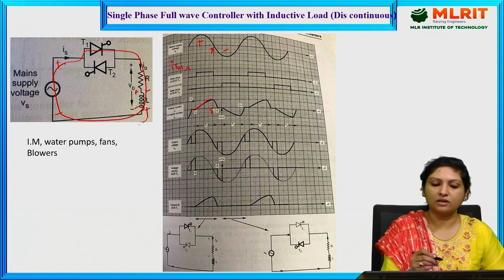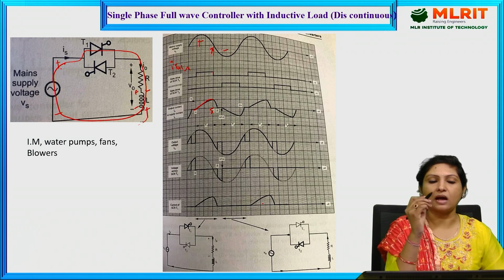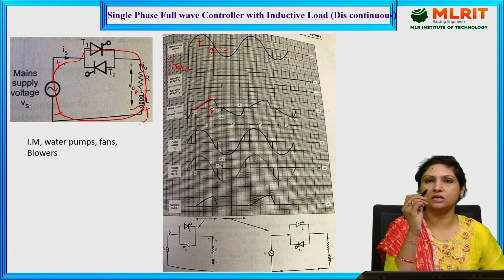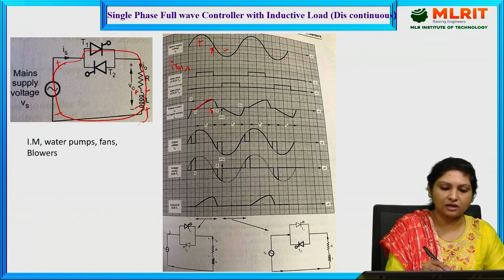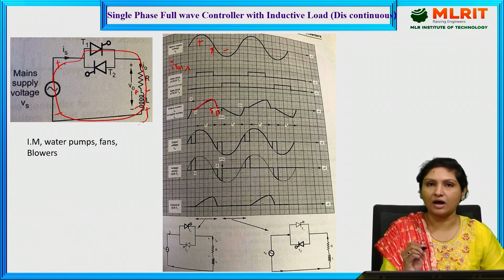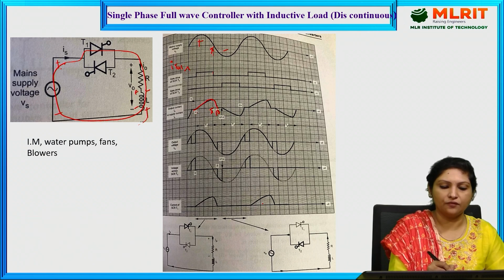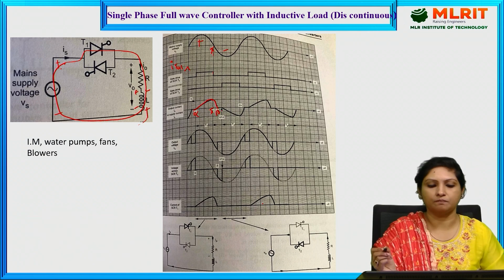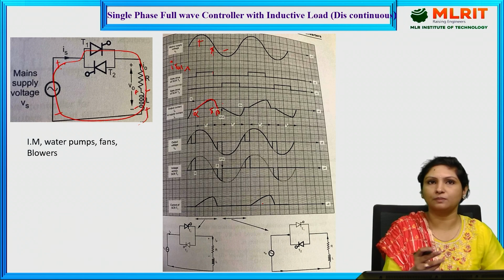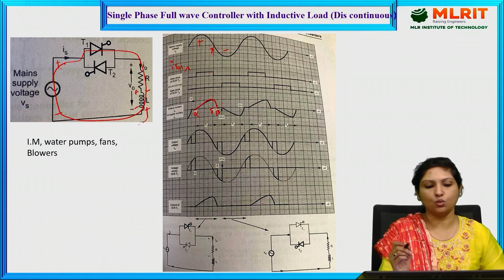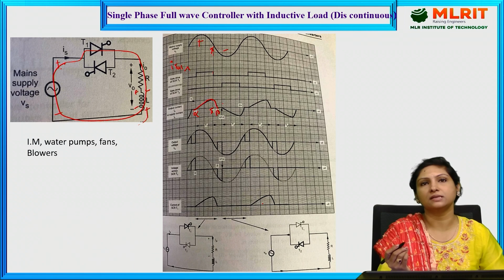This particular thyristor will conduct as long as energy stored in the inductor is still present. The moment the energy stored in the inductor is 0, at that instant, the current through the load will also become 0 at this instant called beta. So here, our thyristor 1 conducted from alpha to beta. The moment it reaches beta, whatever energy was stored in the inductor is completely exhausted and it is 0. So the current through the load is 0.